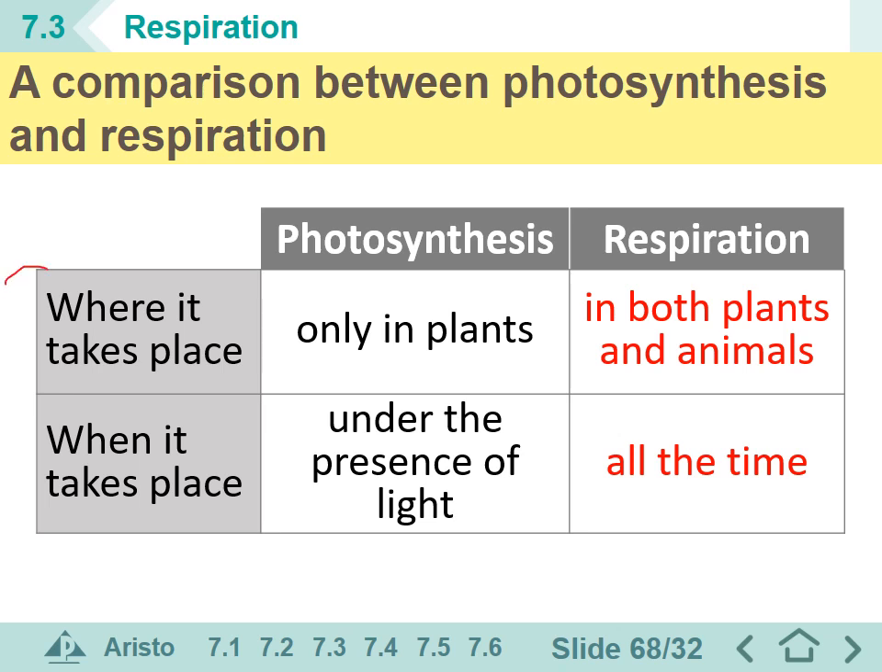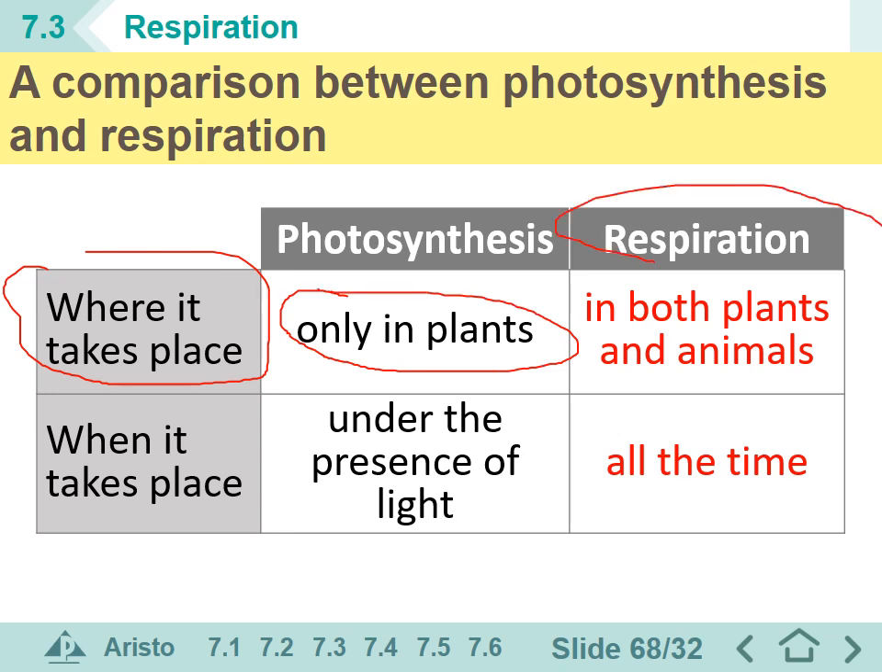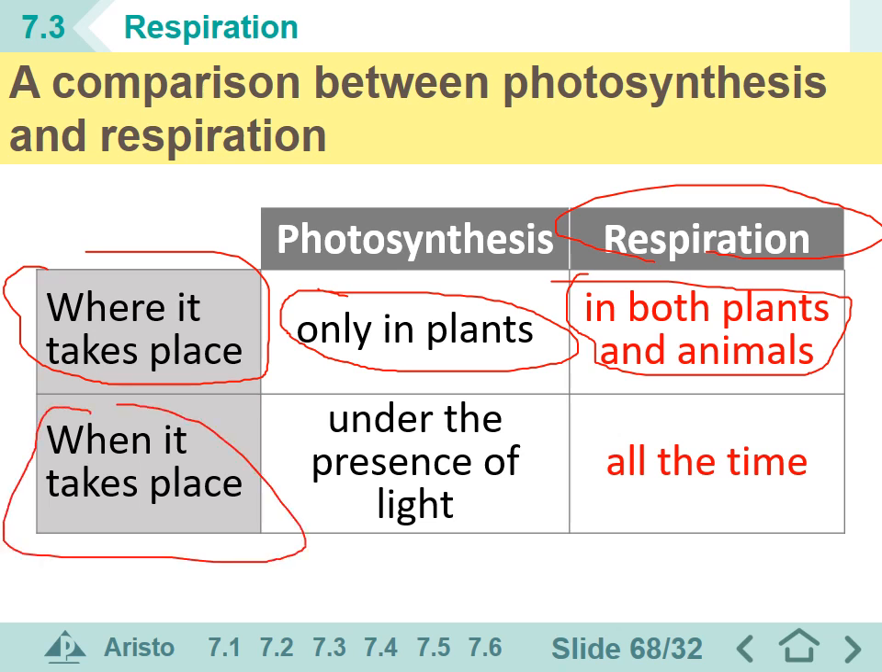Where it takes place: photosynthesis only in plants. Okay, respiration in both plants and animals. When it takes place: under the presence of light. So when there is light and there is photosynthesis, of course, the plants need to absorb water and carbon dioxide as well. For respiration, it's all the time, okay.